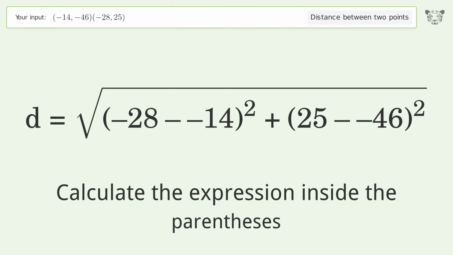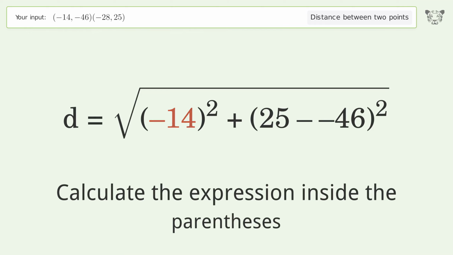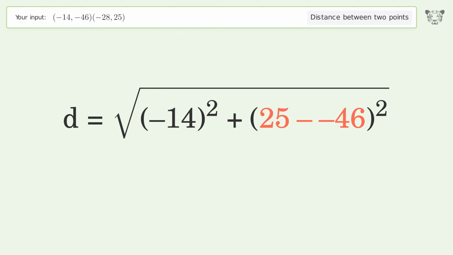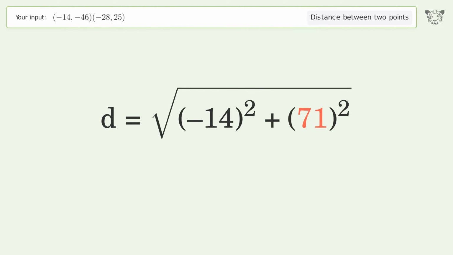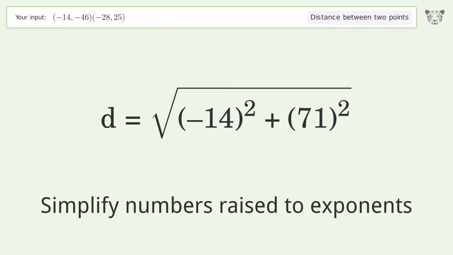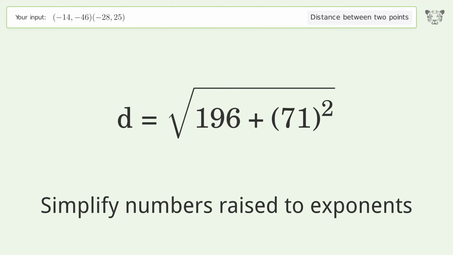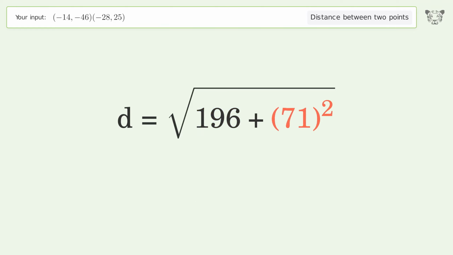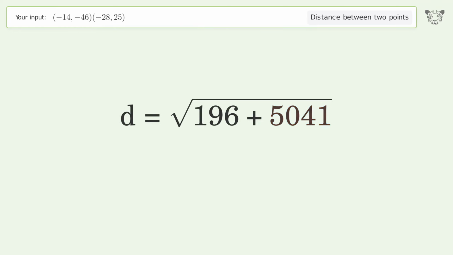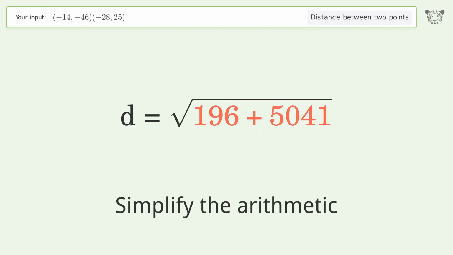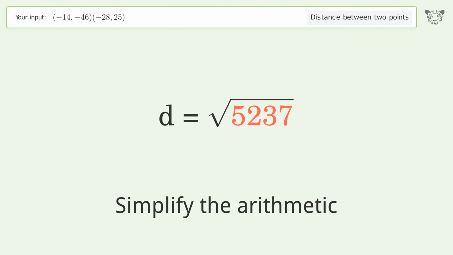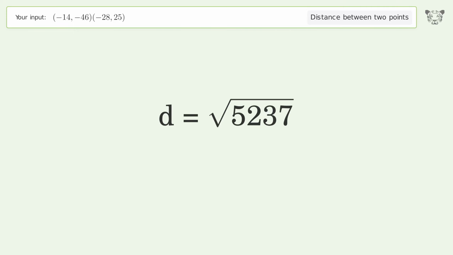Calculate the expression inside the parentheses. Simplify numbers raised to exponents. Simplify the arithmetic. And so the distance between the 2 points is the square root of 5,237, or 72.367.